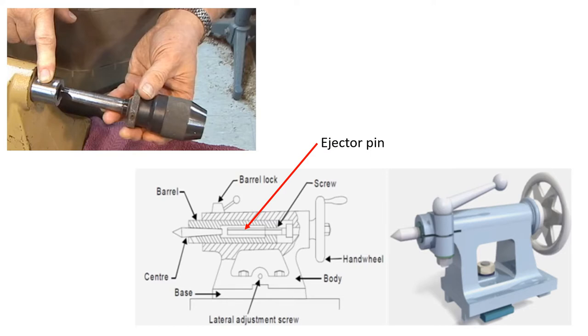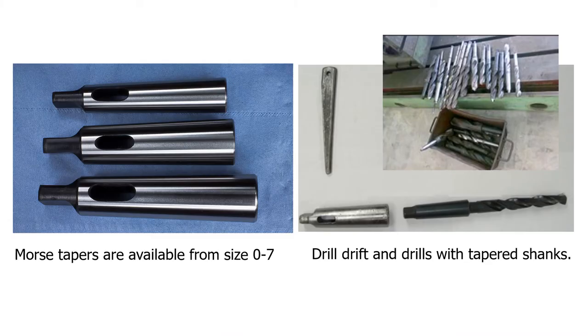In this example, a Morse taper is used to mount a drill chuck in the tailstock of the lathe. Ejecting the arbor in this case is done by winding the tailstock handle backwards until an ejector pin makes contact with the back of the arbor and breaks the tapered bond. A common sight around the drill press are Morse taper sleeves, drill drifts, and taper shank drills.